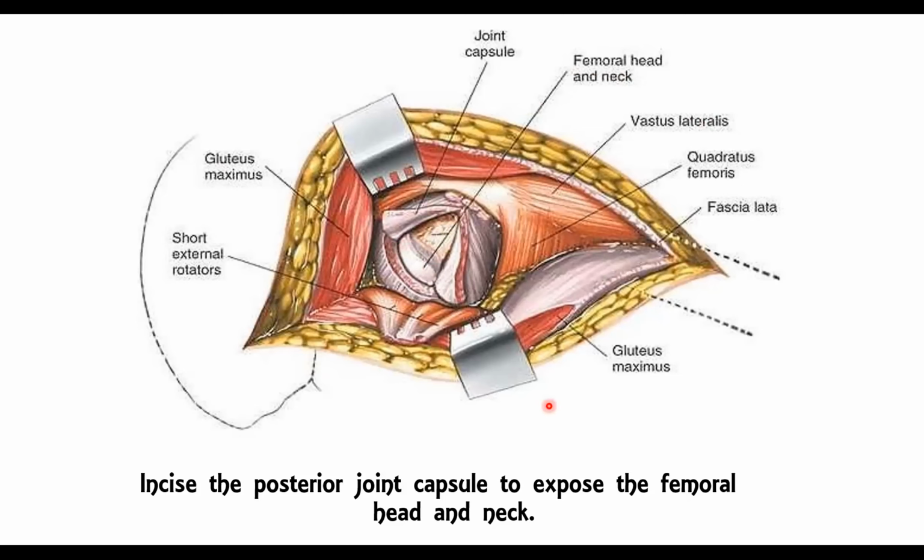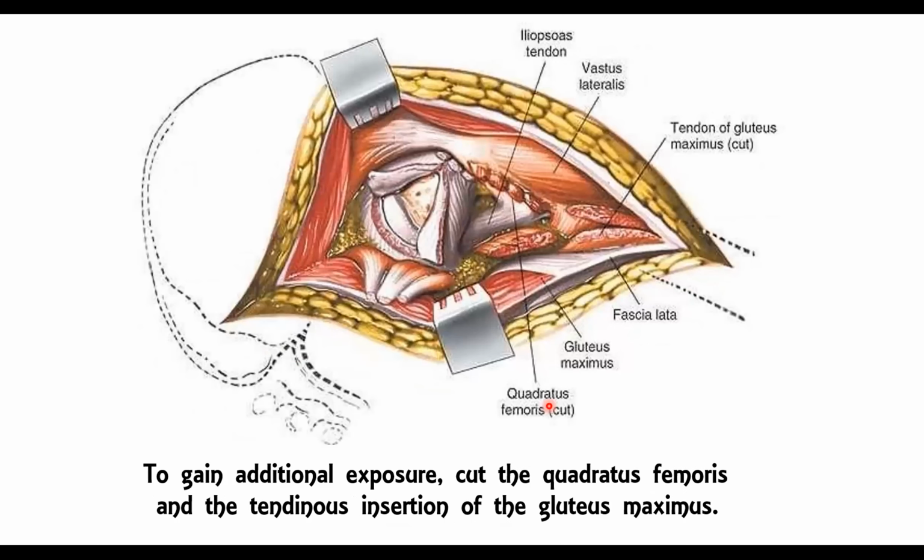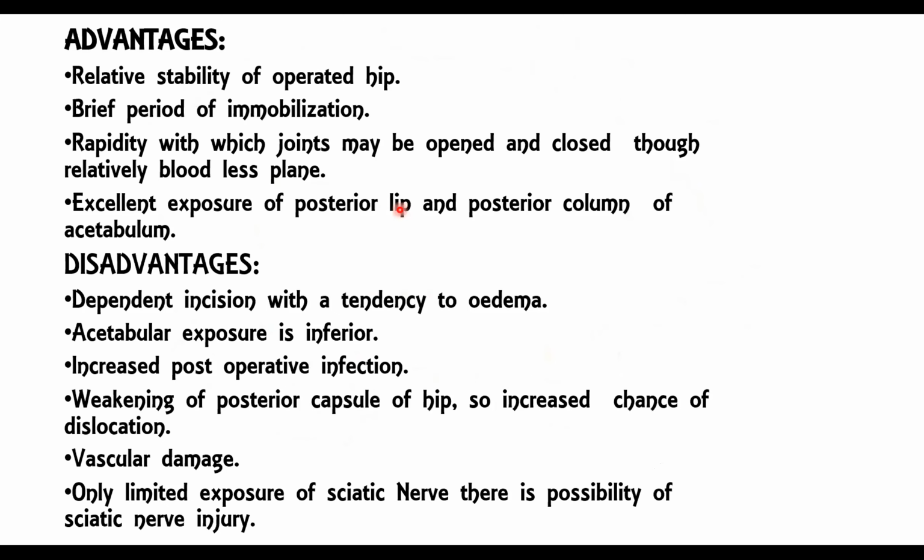We expose the femoral head and neck. To gain additional exposure, you can cut quadratus femoris, because yes, you are doing arthroplasty. You can sacrifice that MCFA because you are going to remove the head. And you can also release some fibers of gluteus maximus to get an extensor approach.